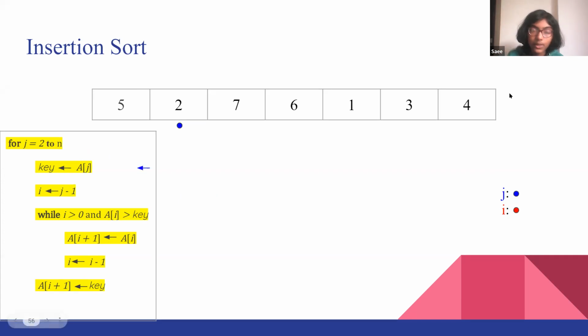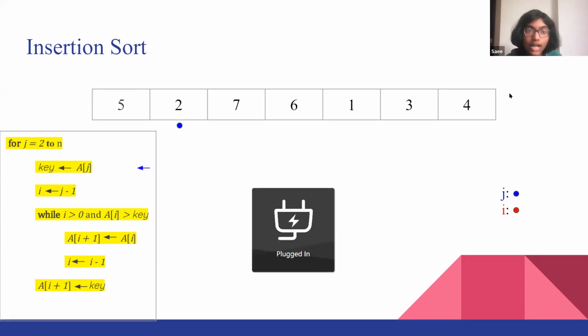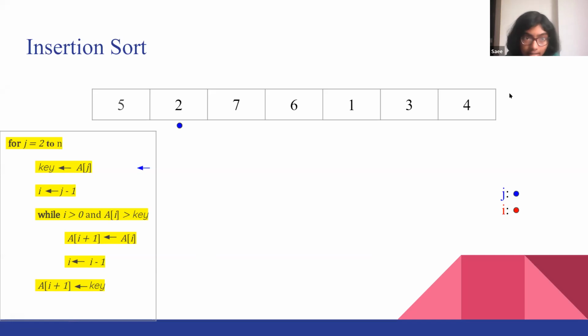Next, what does it ask us to do? It is asking us to set the value of key to A[j]. Can someone tell me what A[j] is? Do you remember the notation? 2. Exactly. A[j] is just the jth value, and the second value is 2 over here. So key is going to be 2.